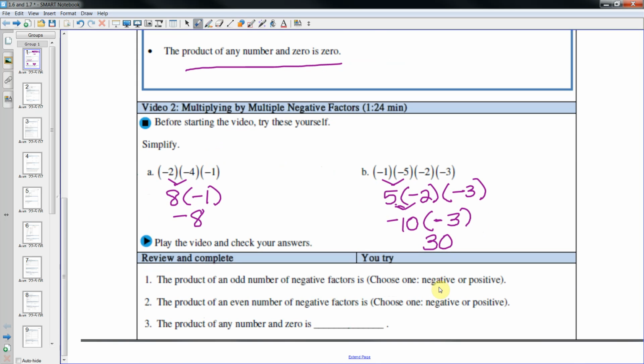So here's some questions for you. The product of an odd number of negative factors. If you have an odd number of negatives, you're going to stay negative. Like A up here above it. You had negative 2, negative 4, negative 1. See, that came out to be negative 8. If you have an even number of negative factors, you're going to end up positive because the negatives end up canceling out. Here I had an even number. I had 4 numbers. That's what they're talking about, an even number. 4 numbers ended up with a positive answer when they were all negative. The product of any number and 0, always going to be 0.